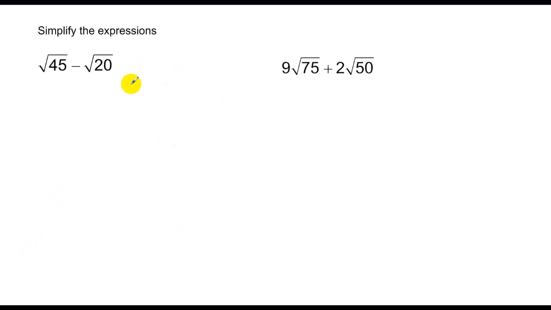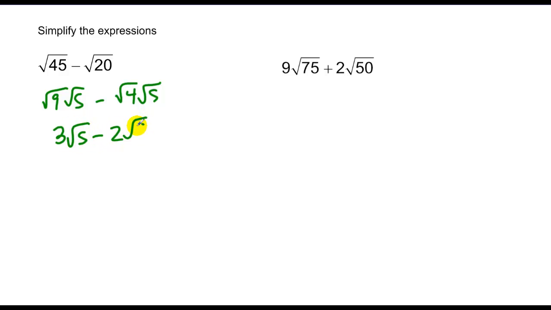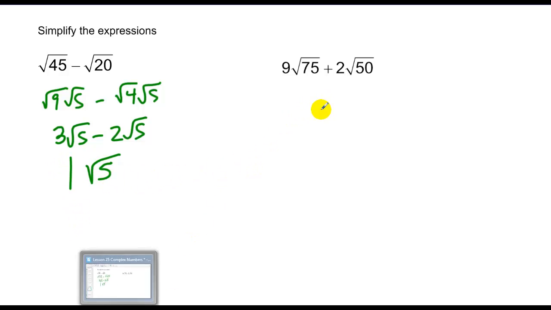Now in this case I don't have like roots, but I can simplify each of these. So I have root 9, root 5, and root 4 and root 5. So this goes to 3 root 5 minus 2 root 5, which is 1 root 5, or root 5. There's an implied 1 out in front.